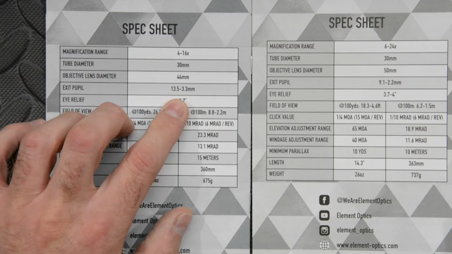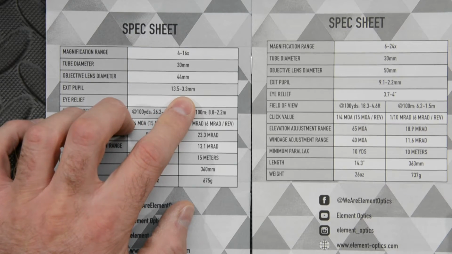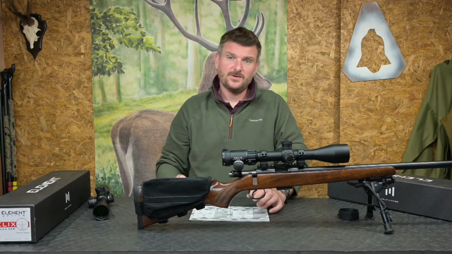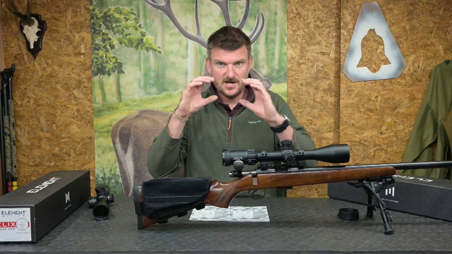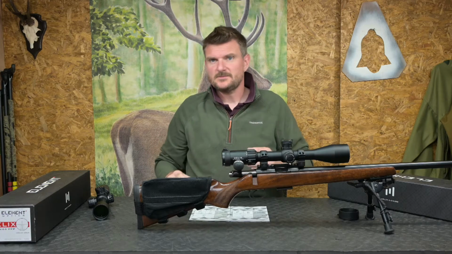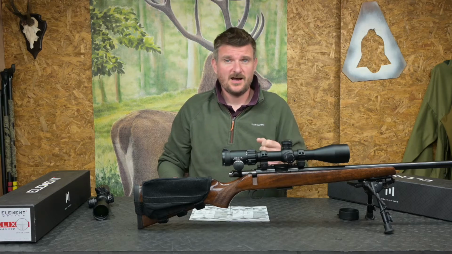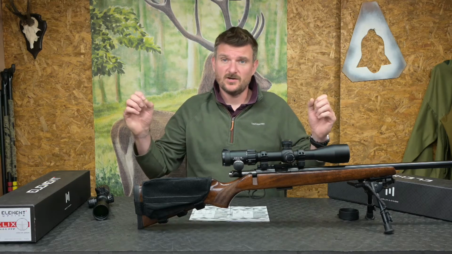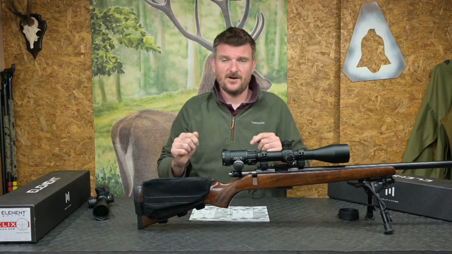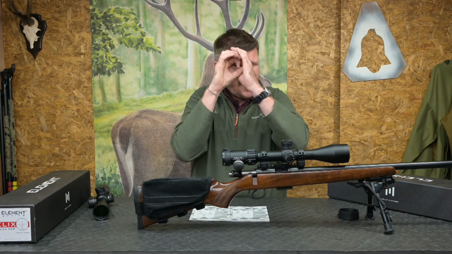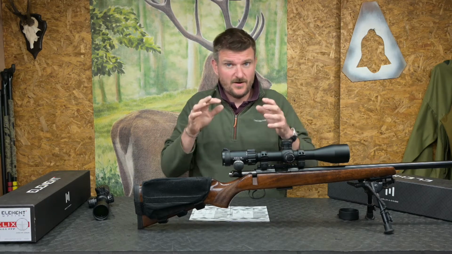This one goes from 13.5 to 3.3mm. That again is through the magnification range. So as you increase magnification, you actually decrease the size of the exit pupil. That's one of the reasons why when you're trying to look through a scope and pick up an image at high magnification, not only has it got smaller field of view, we'll come to that in a moment, it's also got a smaller exit pupil to get your eye focused behind.